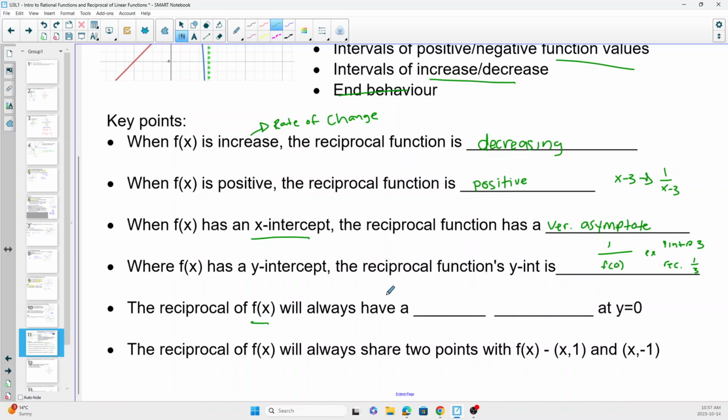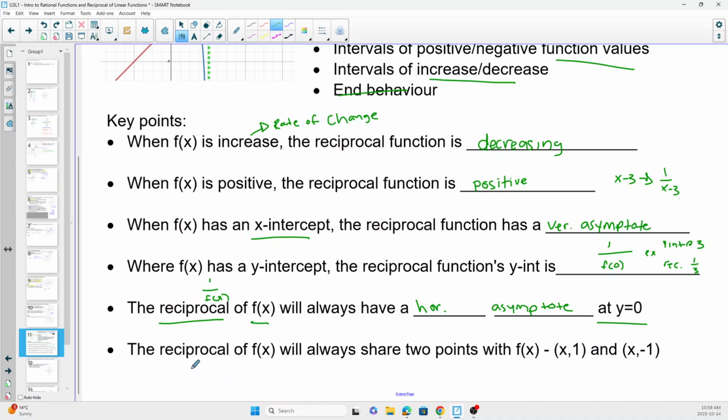The reciprocal of a function will always have, and we're talking about reciprocals here, a horizontal asymptote at y equals 0. This is not for all rational functions, but it is the case for reciprocal functions because reciprocal functions have that numerator of 1, and the result is always going to be a horizontal asymptote at y equals 0.